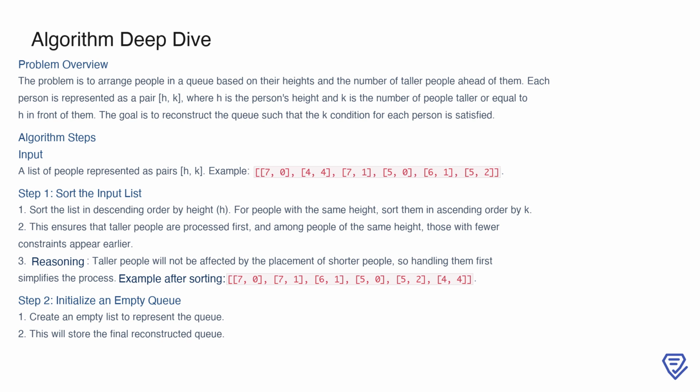First, we sort the people by their height in descending order. For those with the same height, we sort them by their k value in ascending order. This order ensures that taller individuals are handled first, as they aren't influenced by shorter people who will be placed later. For instance, sorting the input list [7,0], [4,4], [7,1], [5,0], [6,1], [5,2] results in [7,0], [7,1], [6,1], [5,0], [5,2], [4,4]. Finally, we initialize an empty queue, which will act as the structure to build the reconstructed arrangement step by step.